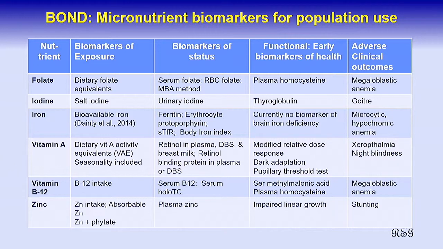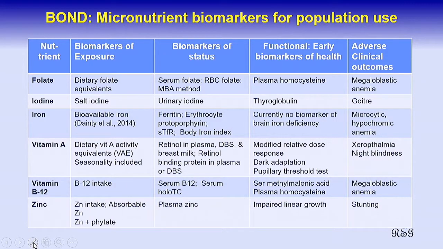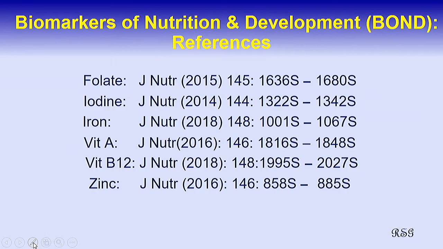And finally, I present the table where I've compiled the recommended biomarkers of exposure, status, and function for 6 micronutrients that have been studied by the Bond Committee. These are available in reviews. I don't have time to go through that in turn, but I do have the references for these. Bond is the Biomarkers of Nutrition and Development recommendation. And I would urge anybody that is planning a study to read these very useful reviews that provide recommendations of biomarkers, not just at the population level, but also for individuals.